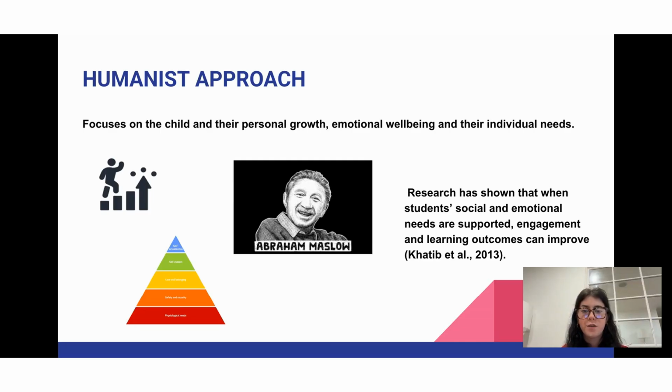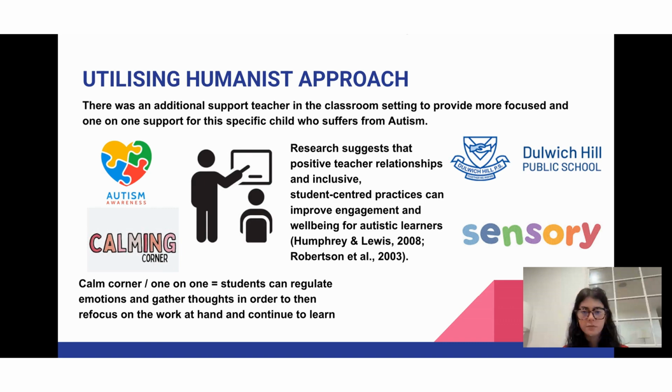The humanist approach focuses on the child and their personal growth, emotional well-being, and their individual needs. Abraham Maslow is strongly linked to the humanist theory through his hierarchy of needs, which he then explains that children need their basic and emotional needs met before effective learning can occur. Research has shown that when students' social and emotional needs are supported, engagement and learning outcomes can improve.